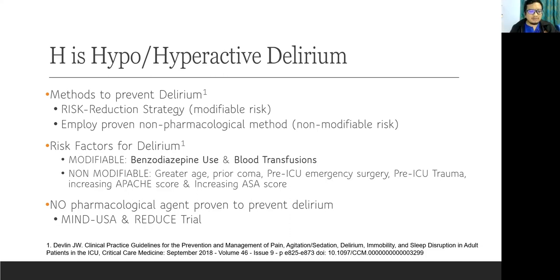So for non-modifiable risk factors, like patient who is older, elderly, having prior coma before, any brain injury, having emergency surgery before coming to ICU, having polytrauma before coming to ICU, very high APACHE score means it's very severely ill, very, very critically ill, sangat teruk. Okay, increasing SR score means a lot of comorbidity, premorbid, multiple comorbidities. Okay. Bear in mind there is no pharmacological agent proven to prevent delirium. This is shown by MIND-USA and REDUCE trial.